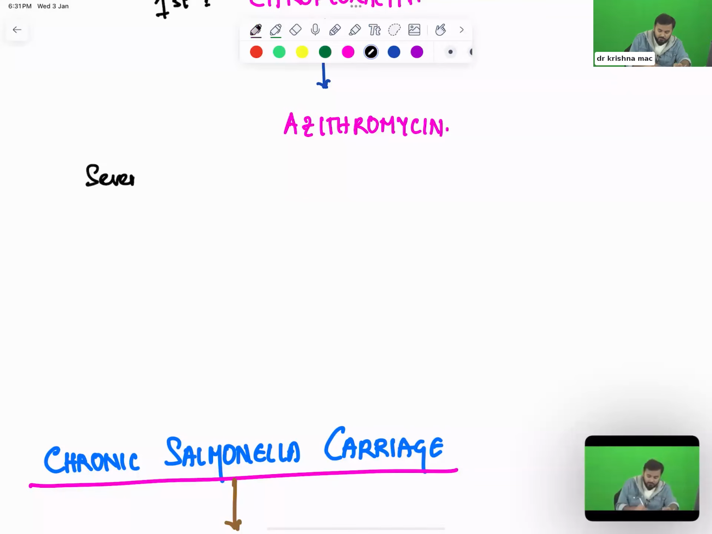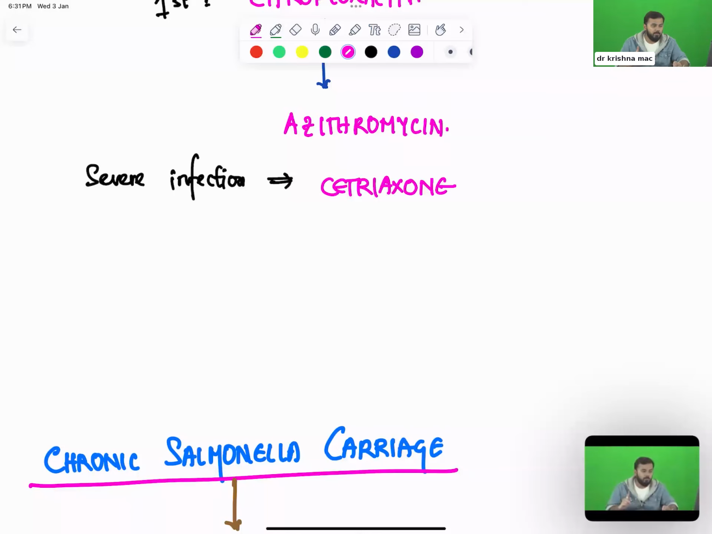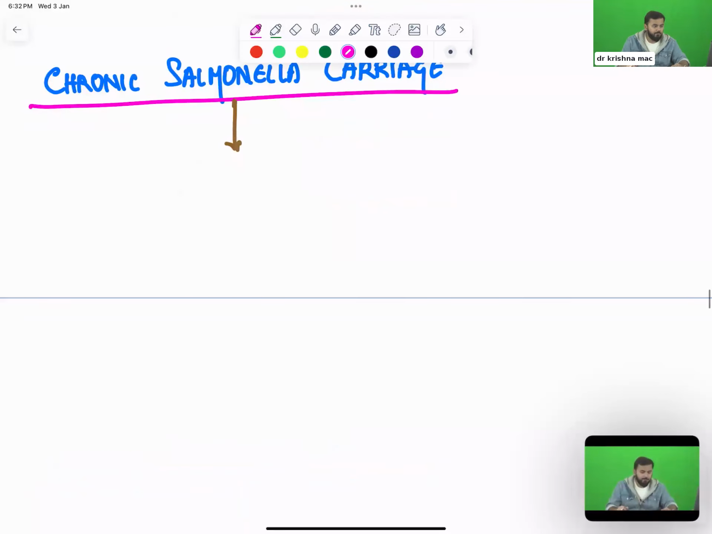Third generation cephalosporins, any one example, guys, that is ceftriaxone. In case of severe infection, what you need to give is third generation cephalosporins, that is ceftriaxone. Ceftriaxone, which is third generation cephalosporin. Okay. All of you understood? Everyone understood till here? Yeah? Everyone understood till here?